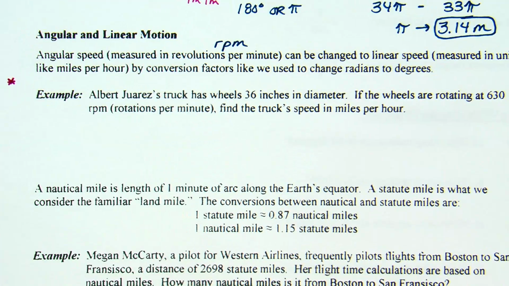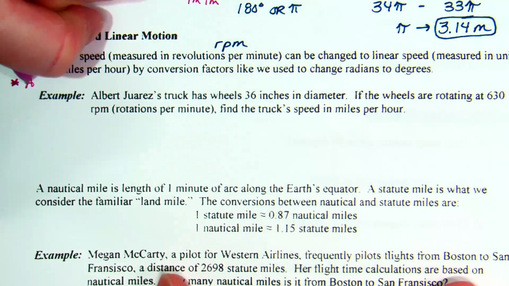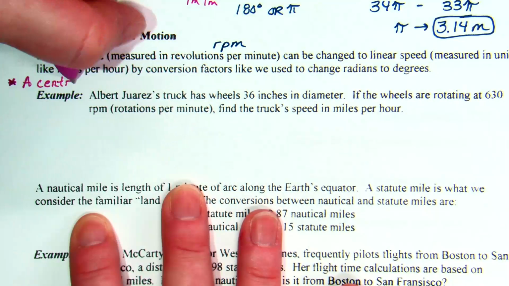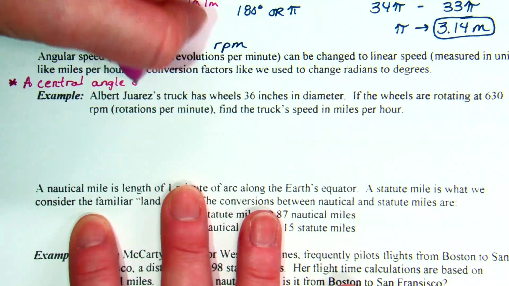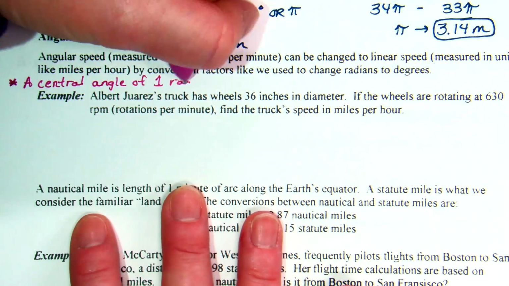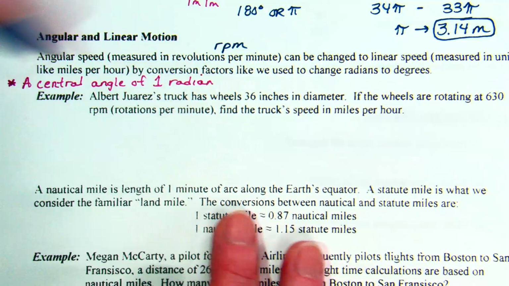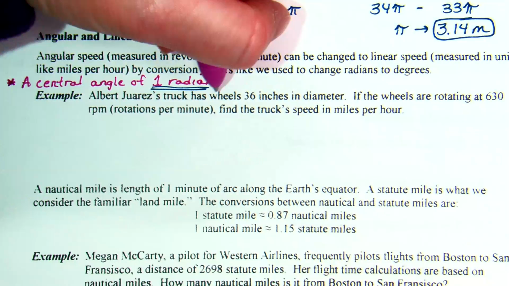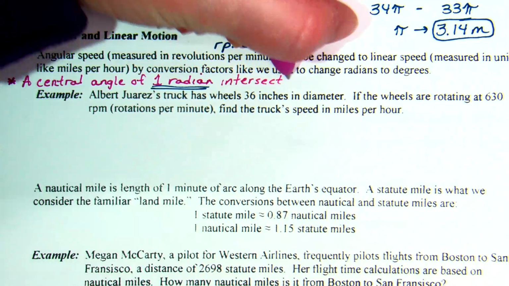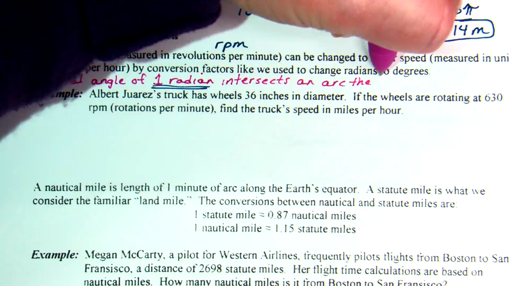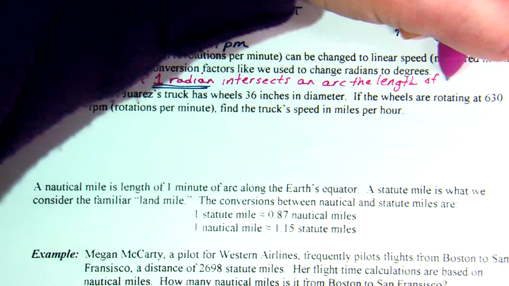This is just a piece of information to know, so I'm going to write this down. A central angle of 1 radian, radian being a measurement here, intersects an arc of a circle the length of the radius.